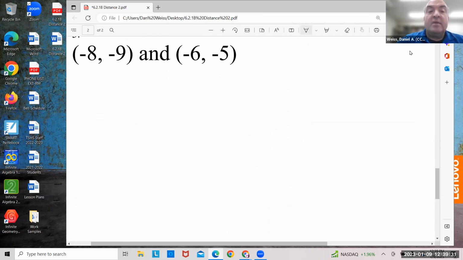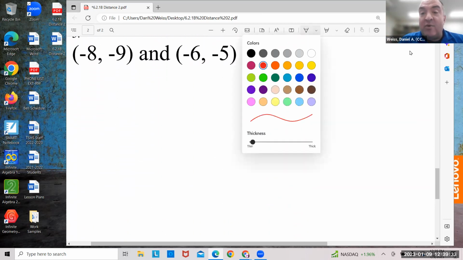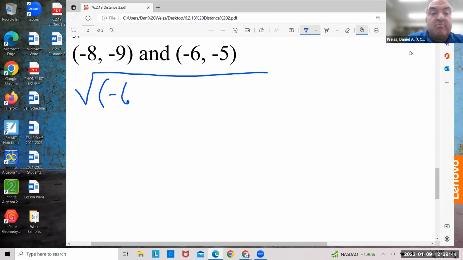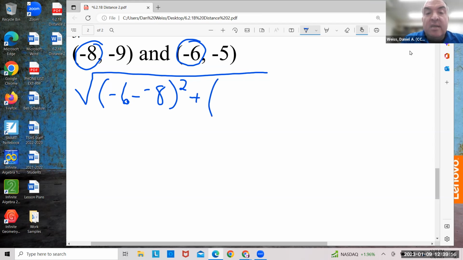Okay. Let's do another one like that. And I'm going to be even more careful this time. Okay. -6 minus -8 squared, right? Because I'm doing the x's first. -6 minus -8 plus -5 minus -9 squared.